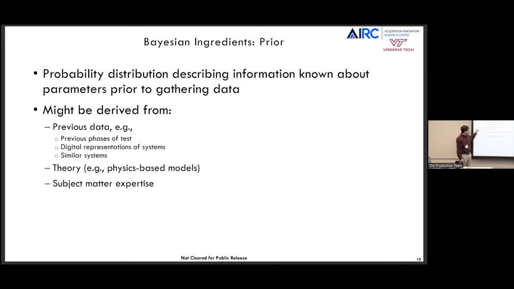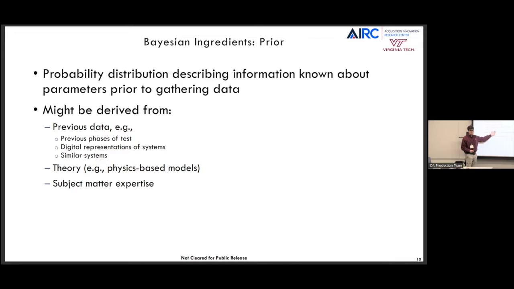But we can also, from a testing perspective, use previous data. That could come from previous similar systems. If this system that we're testing is similar to ones that have been tested before, we might be able to use similar systems to build some understanding. We can use simulation data potentially, or previous phases of tests. Like if we're in later phases in OT, for example, we might be able to use DT to build our prior.